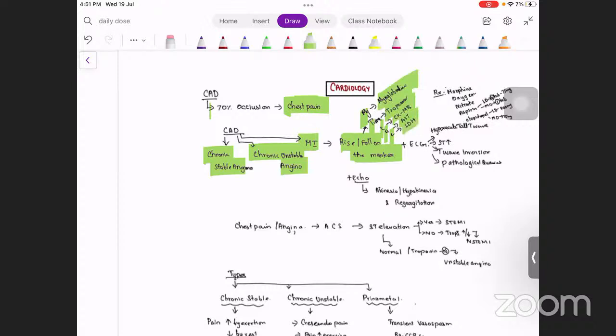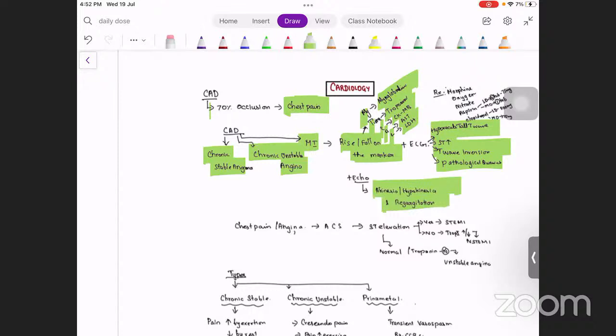And on ECG, a hyperacute tall T wave will be there. Apart from that, ST elevation, T wave inversion, or pathological Q waves. If you see these things, you can suspect an MI. And echo shows akinesia or hypokinesia along with regurgitation.